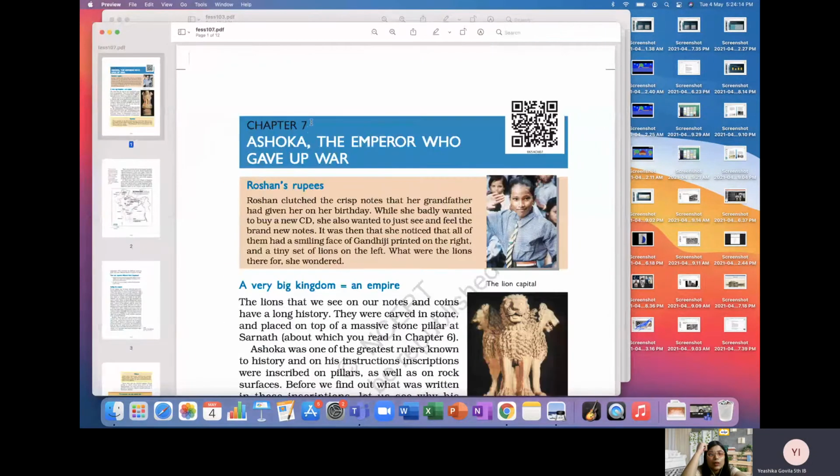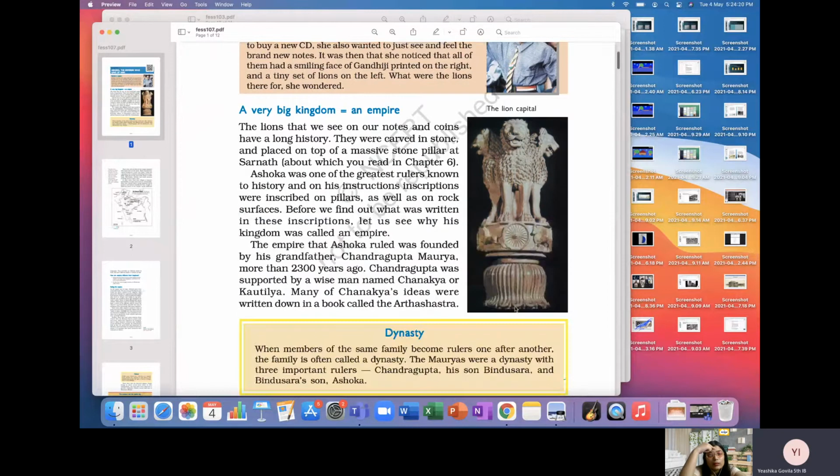Chapter 7. Wow. Okay. Yeah, this is the lion capital which I learned about. And Ashoka is one of my favorite kings, I know a little bit about him. I have read about him a little bit in a book. That's awesome. And could you also see any of his episodes or series? No, I've never seen it. Is it on Hotstar or Amazon? It's not there.